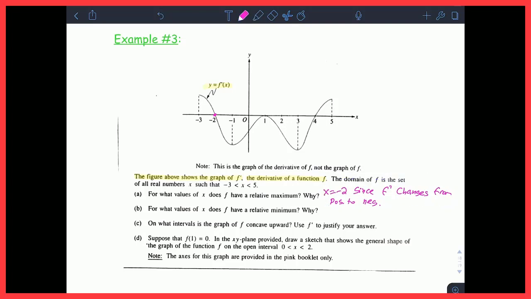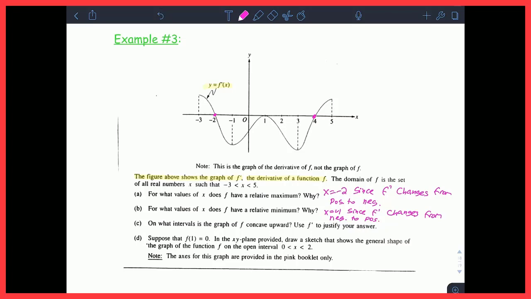Letter B: for what values of x does f have a relative minimum? Well, a relative minimum is going to occur when I change between negative and positive, right? And that's going to occur right here at x equals 4. x equals 4 since f prime changes from negative, this time, to positive. Negative to positive, so that is where you have a relative minimum.